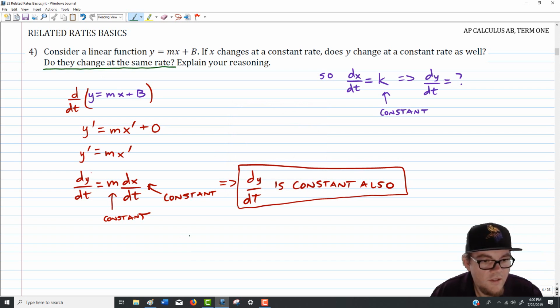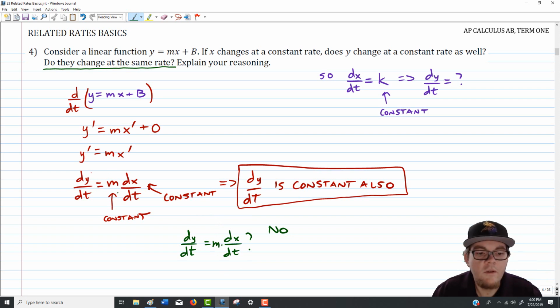So our question is, does dy/dt equal dx/dt? And the answer, of course, is no. No, they are different, and the reason is that we have that constant value of the slope multiplied times dx/dt to produce dy/dt. The slope actually scales this rate of change, and so it means that they are both constant, but they are different. They are proportional to one another, but different.